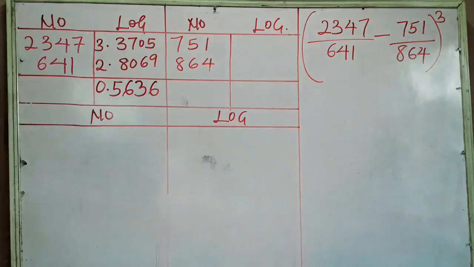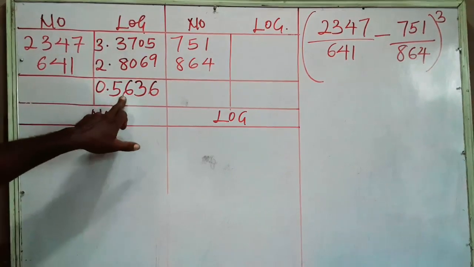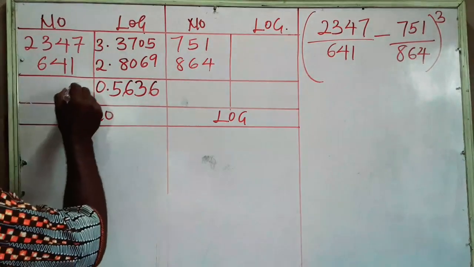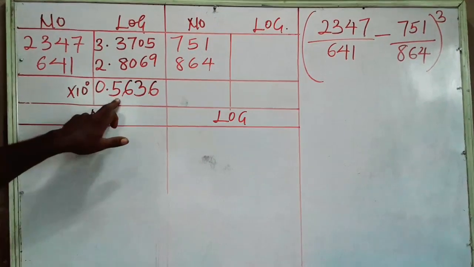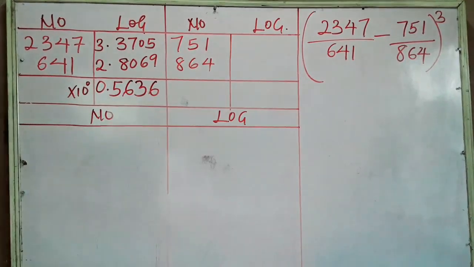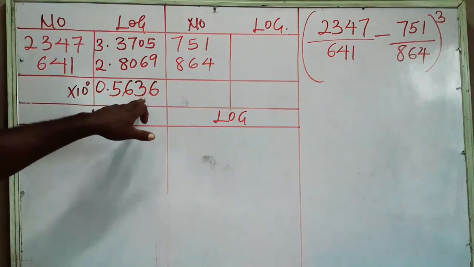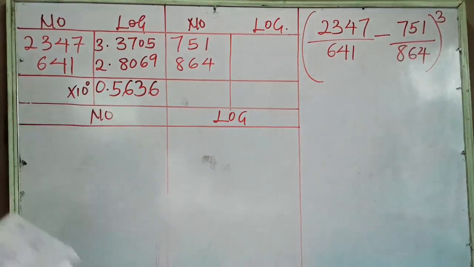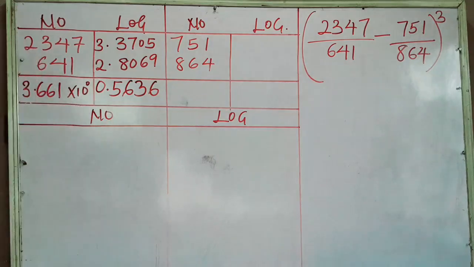So therefore, in subtracting this from this, you now find the antilog. But before finding the antilog is times 10 to the power 0. Now you now find the antilog of 56 under 3 different 6. So in finding the antilog of 56 under 3 different 6, our value gives us 3.661. That is the answer for that.